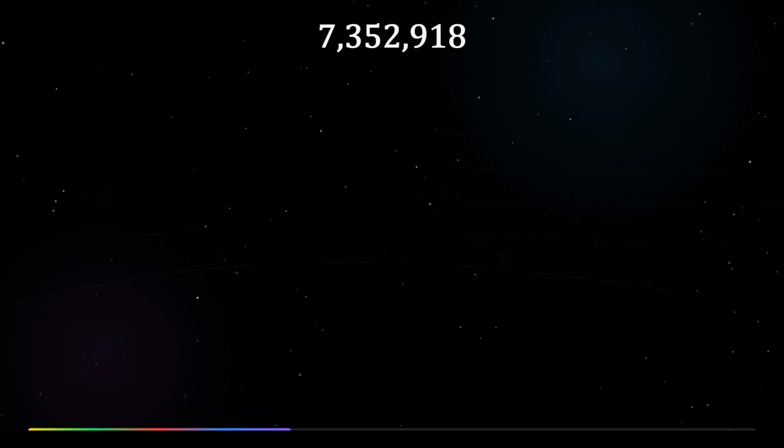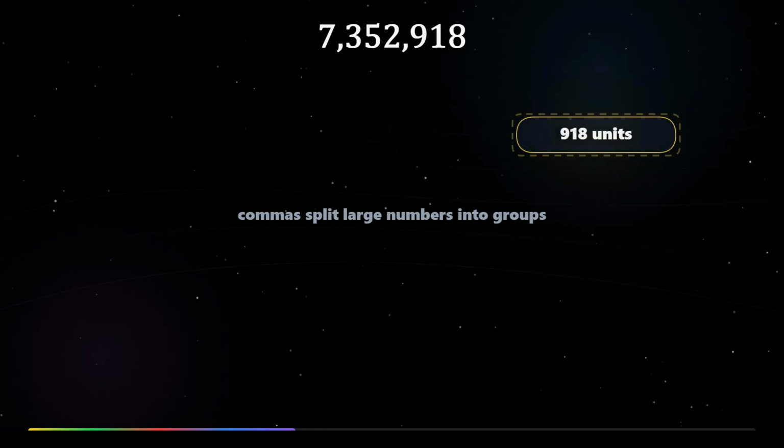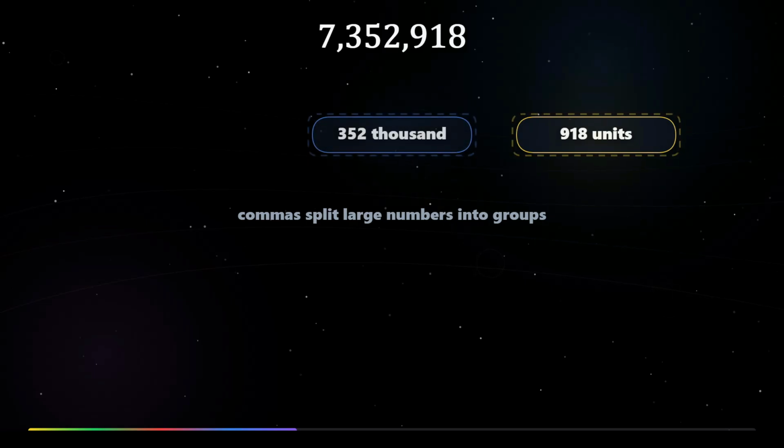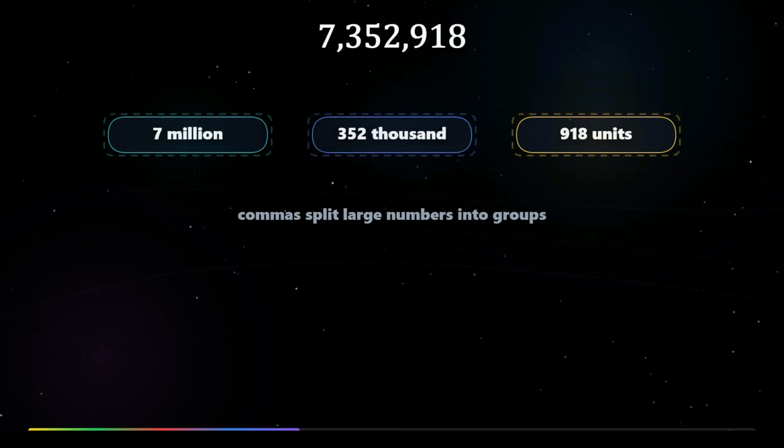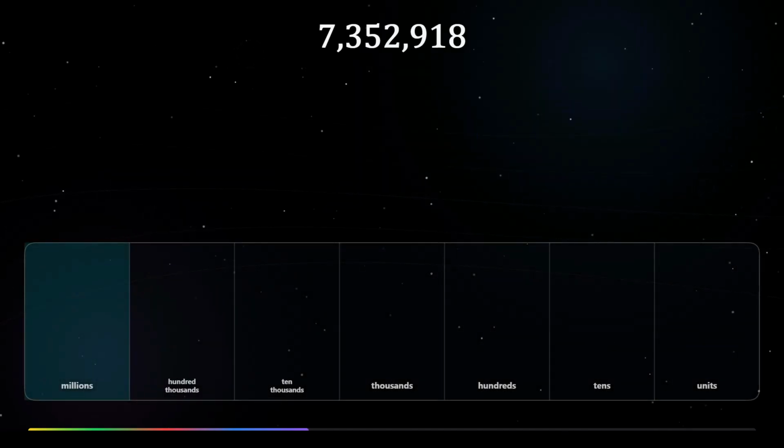7,352,918. For large numbers, commas help us read in groups. Start from the right. The first group is the units group, 918. The next group is the thousands group, 352,000. The next group is the millions group, 7 million. So we read the whole number as 7,352,918. Now find the values.